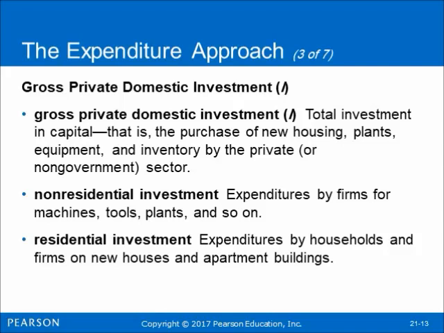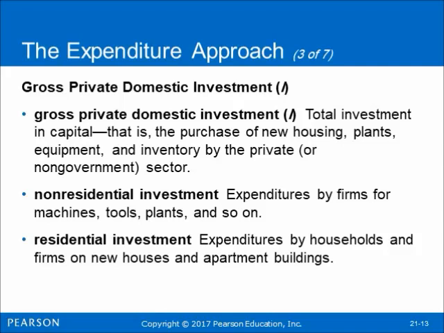Gross private domestic investment, denoted as I, refers to total investment in capital, that is, the purchase of new housing, plants, equipment, and inventory by the private or non-government sector. Gross private domestic investment includes two types of investment.